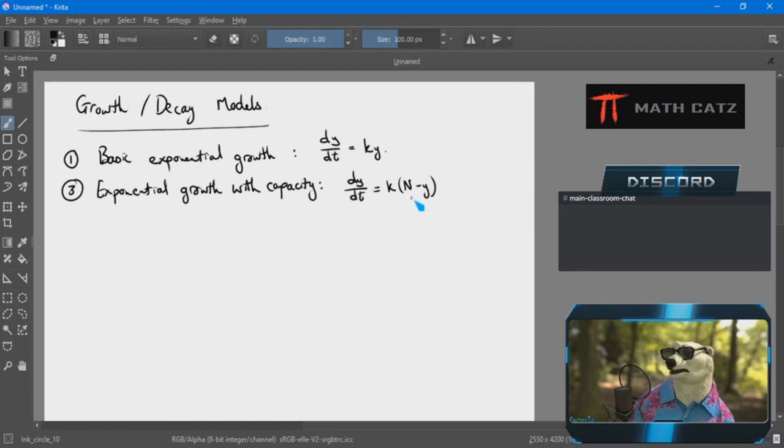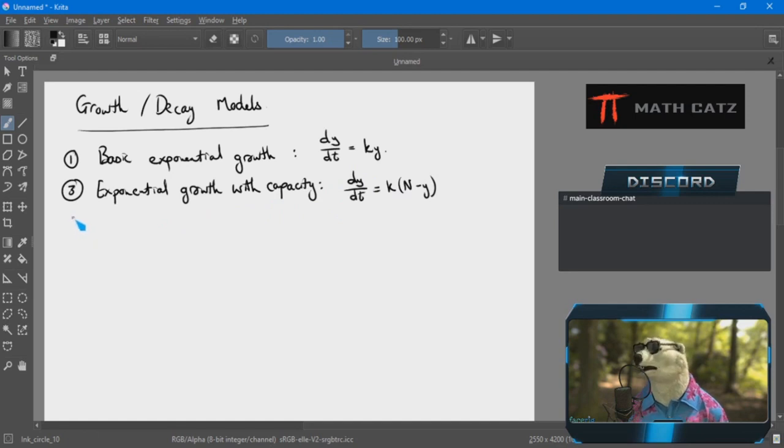Then the closer the population is to this maximum capacity, the slower it's going to grow, which is what actually happens. But not initially. Initially, the population grows without any consideration of that capacity. It's only when it gets closer to that capacity that it starts to affect the growth rate.